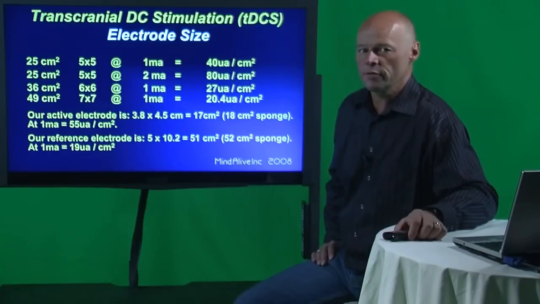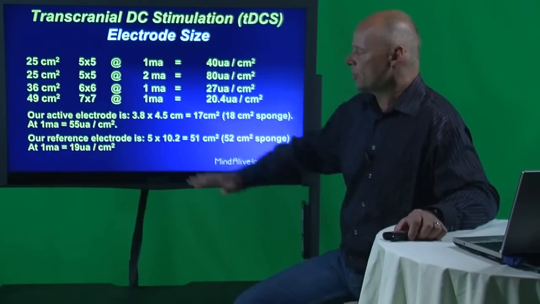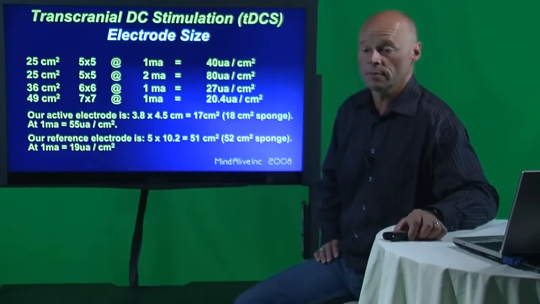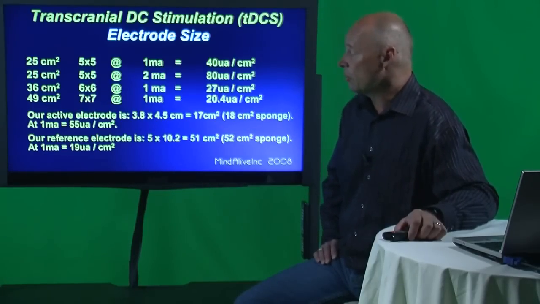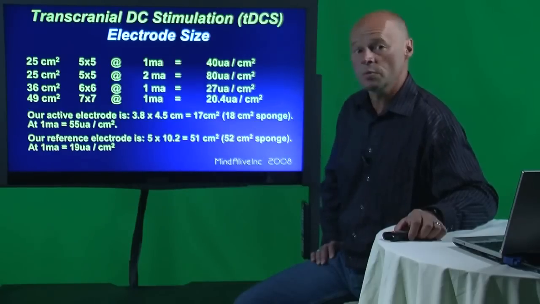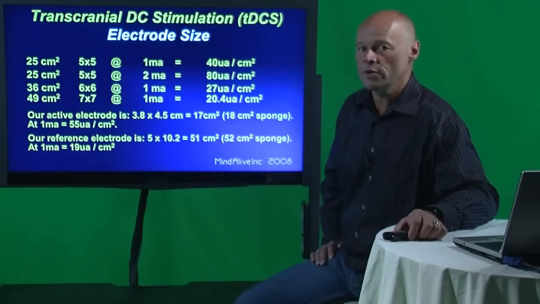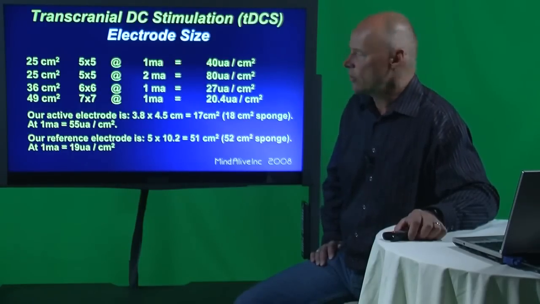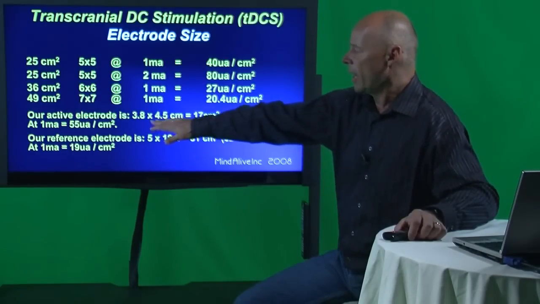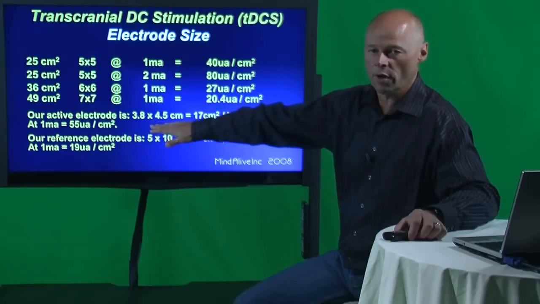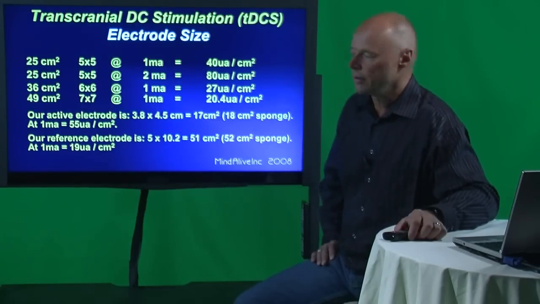However, some cases of depression have required that people stimulate with higher levels, perhaps using 1.5 milliamps or even 2 milliamps, which would yield 110 microamps per square centimeter. However, this is very rare, and I would never suggest that we would start at such a high current. I'd recommend we start at 1 milliamp, and if we're not getting results fairly quickly, then increase the current.